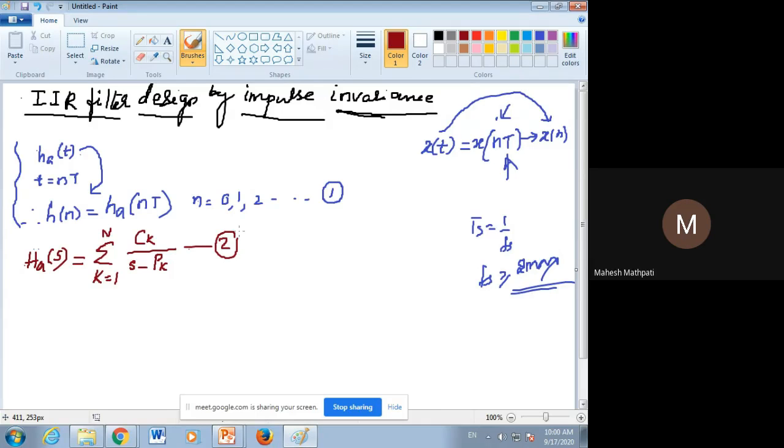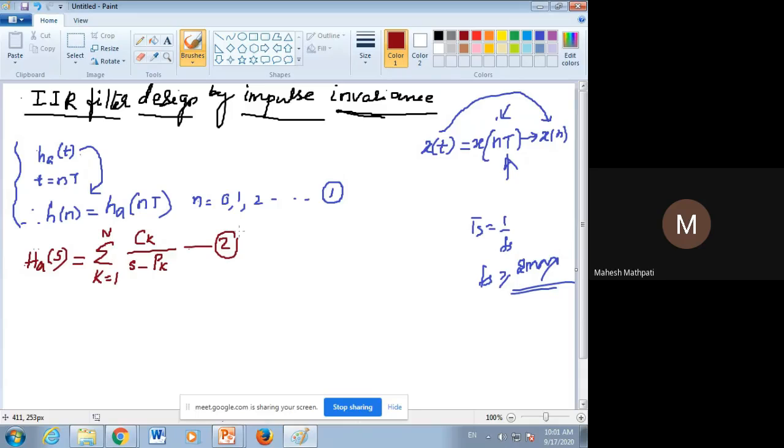The impulse response of the analog filter, h of t, can be obtained by taking the inverse Laplace transform of the system function H of s, given in equation 2.